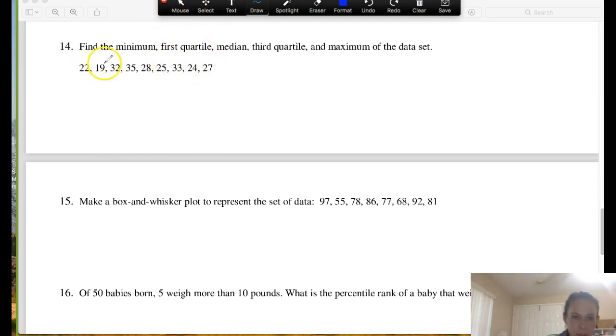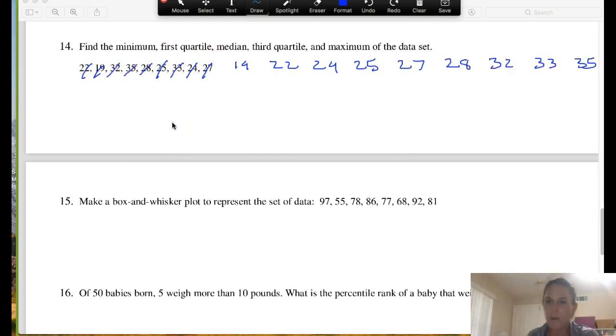So let's start there. 19 is our first number. So we're going to go 19, then 22, then 24, then 25, 27. This is super boring. I'm going to pause it and finish it. Okay, so I wrote the data sets from least to greatest. Please do this before you work any of this. And then I cross them out to make sure I don't miss anything. Okay, if you want to come and erase all your markings, you can.